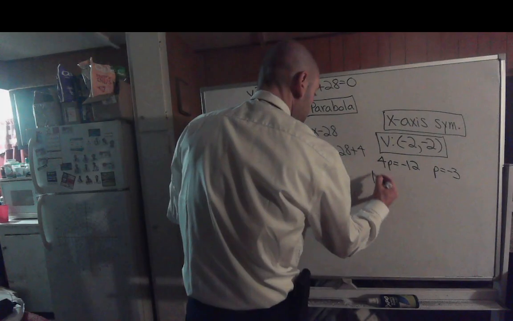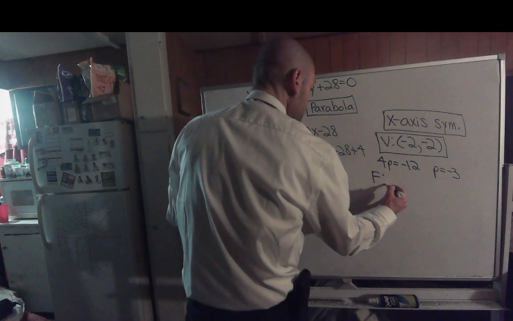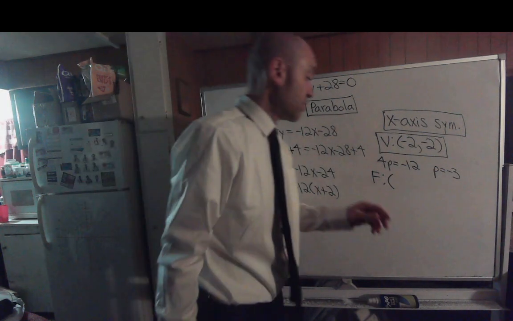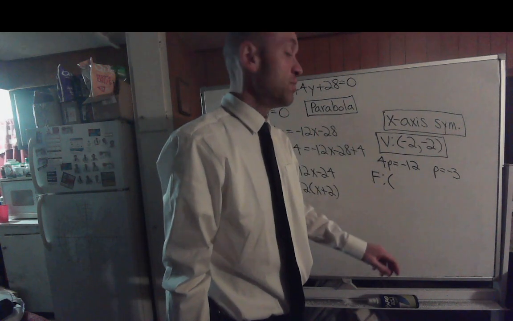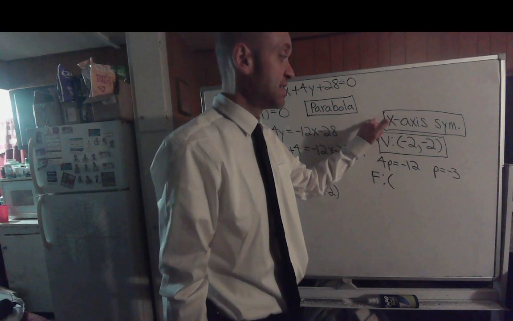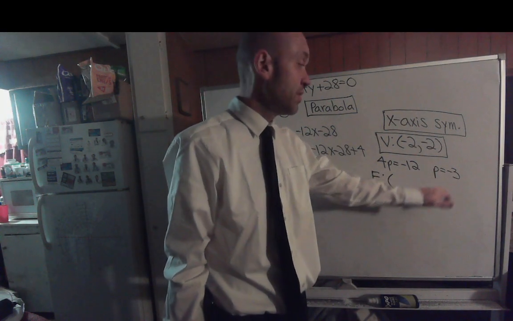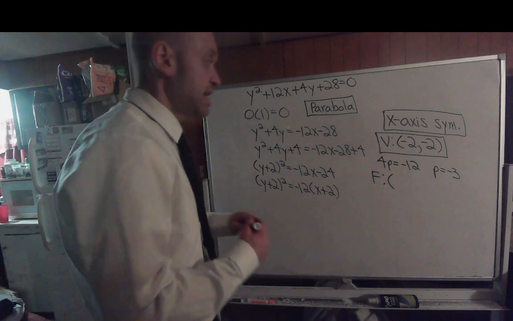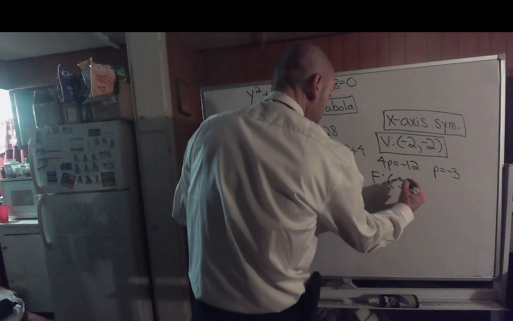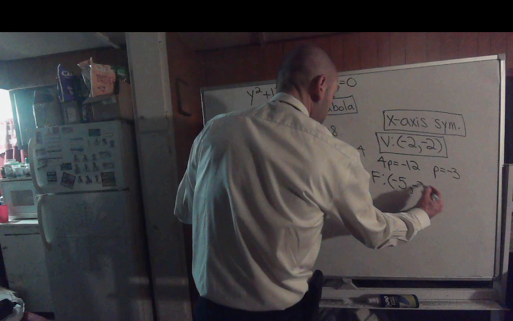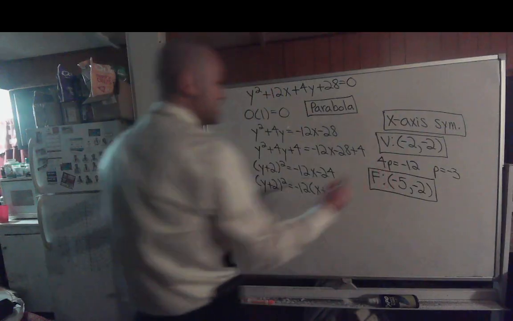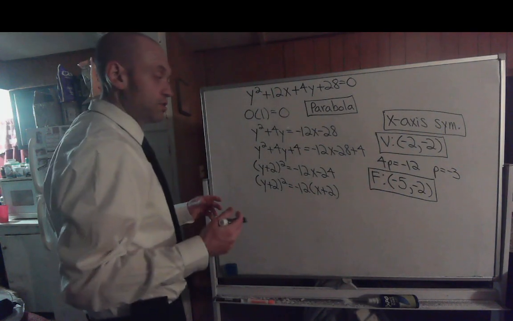Well, we need to find a couple things still. The focus, remember, to find the focus, you're going to take that p and add it to the coordinate of the axis of symmetry. Since it's x-axis symmetry, we'll take that p of negative 3, add it to the x coordinate of the vertex. So negative 2 plus negative 3 is negative 5. And then we'd have the y coordinates left alone. So the focus of this parabola is at negative 5, negative 2.